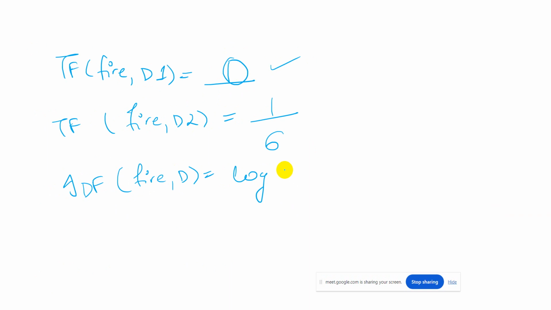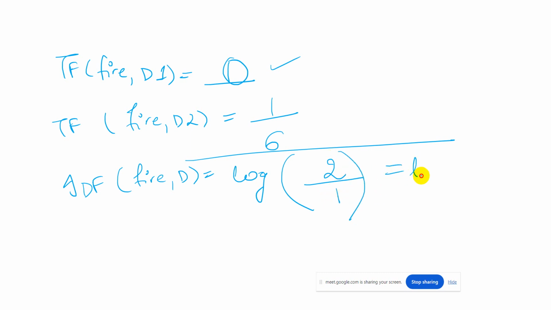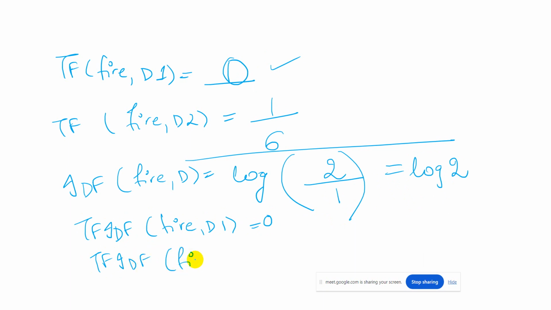That is log of how many documents are there in the corpus? 2. How many of them contain the word fire? 1. So this is log 2 by 1. And if you calculate TF-IDF of fire across D1, it will be 0 because of the multiplication 0 into log 2. But the TF-IDF value for fire across D2, what will it be? 1 by 6 into log 2. Is that correct? That is not 1, right? I hope it is clear.